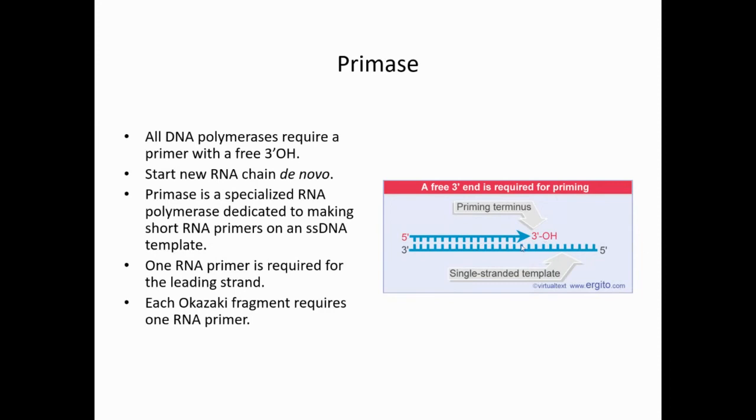When they reach the end, the exonuclease comes here to remove this RNA. Then you have a gap here, and DNA polymerase 1 will come to synthesize this. Once they finish, of course, ligase repairs this phosphodiester bond. So that's the leading strand.